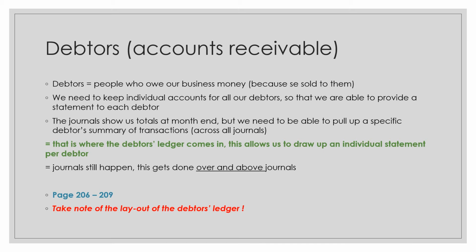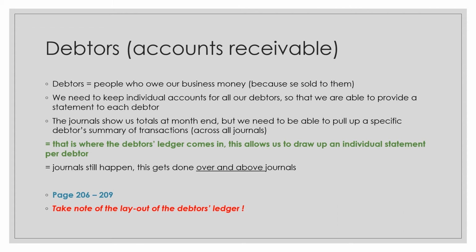Okay, so we do have the journals, and it's very important that you understand at this point the journals in Learning Unit 4 and 5 and 6 are very much still present and they're still there. We still do them. So in no way does any of this replace a journal, but the journals give us totals at the end of the month. So the journals will tell us how much in general we sold to debtors. The journals don't summarize individual debtor transactions. So that is why we then do something we call a debtor's ledger, because that allows us to do a statement for a debtor.